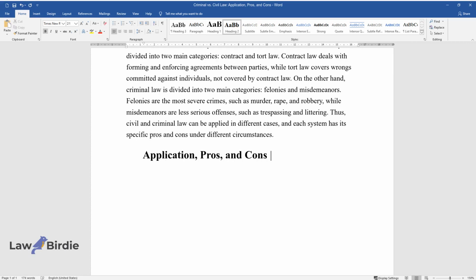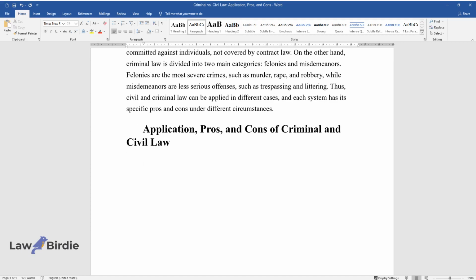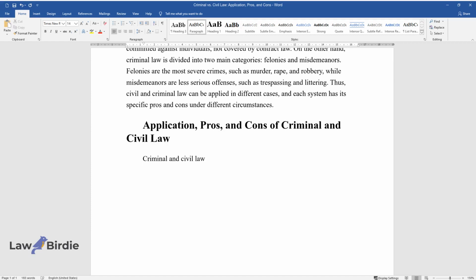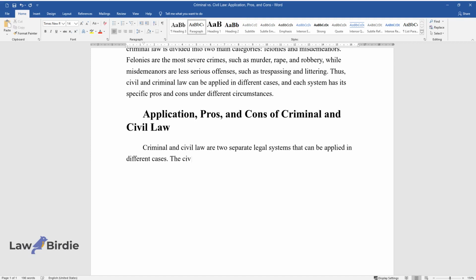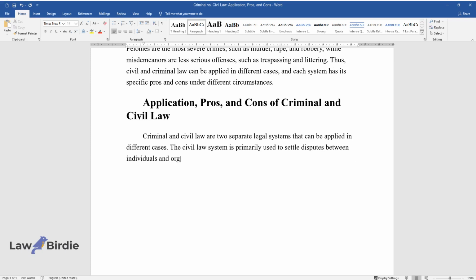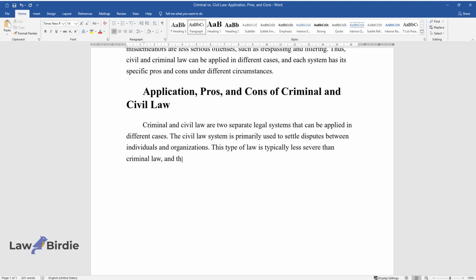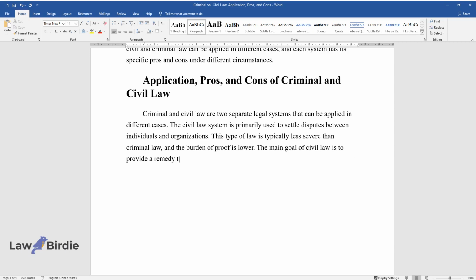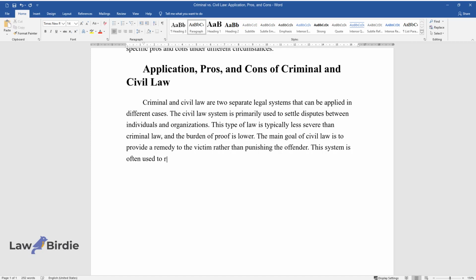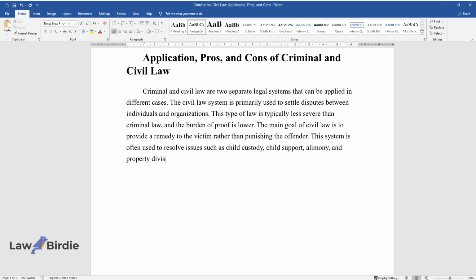Application, pros, and cons of criminal and civil law. Criminal and civil law are two separate legal systems that can be applied in different cases. The civil law system is primarily used to settle disputes between individuals and organizations. This type of law is typically less severe than criminal law, and the burden of proof is lower. The main goal of civil law is to provide a remedy to the victim rather than punishing the offender. This system is often used to resolve issues such as child custody, child support, alimony, and property division.